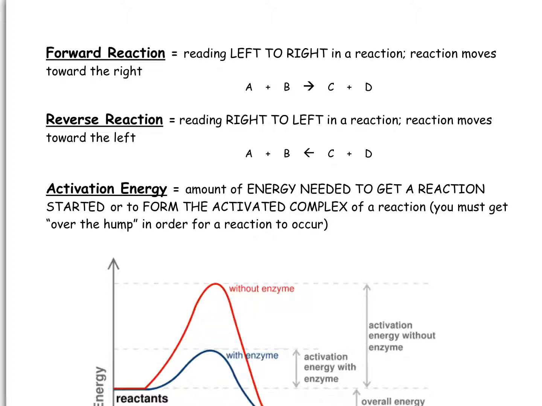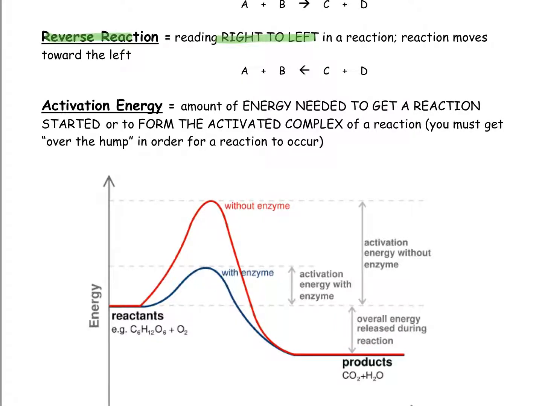You are used to looking at a reaction as a forward reaction, a reaction that reads from the left to the right. A reverse reaction would be when the reaction goes in the reverse direction, from the right to the left. You can read our potential energy diagrams as a forward reaction, going the forward way, or as a reverse reaction: start down here and go the opposite way.